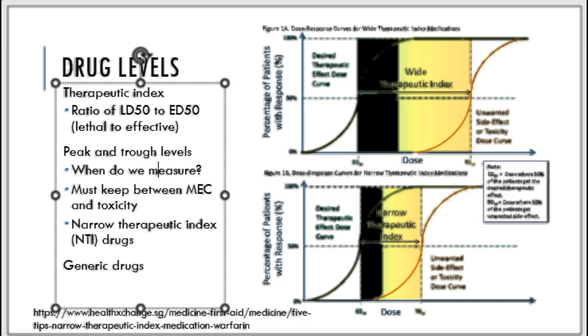So the patients are going to have a peak and trough level done when they're on a drug that has a narrow therapeutic range. You'll be doing drug levels to make sure what level they're at and to monitor them for safety. These narrow index drugs have a higher risk of toxicity occurring. Some of them are digoxin, lithium, phenytoin, and warfarin.